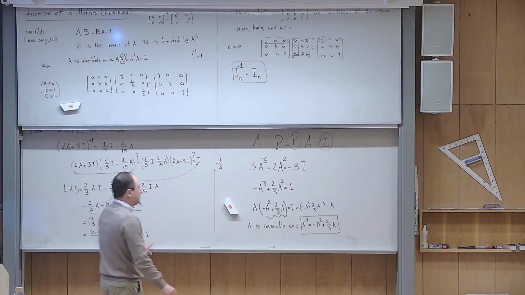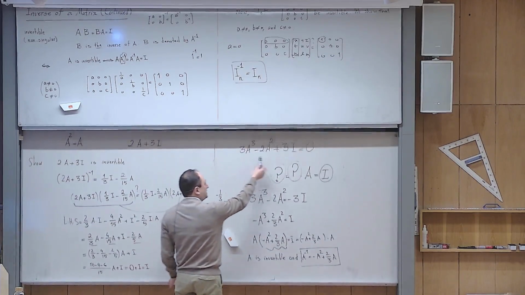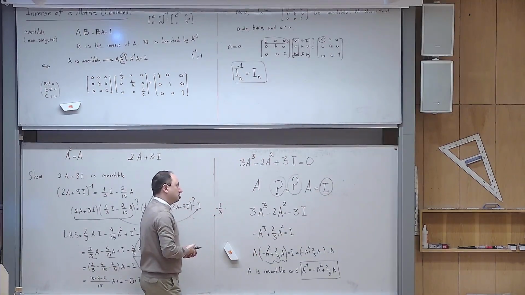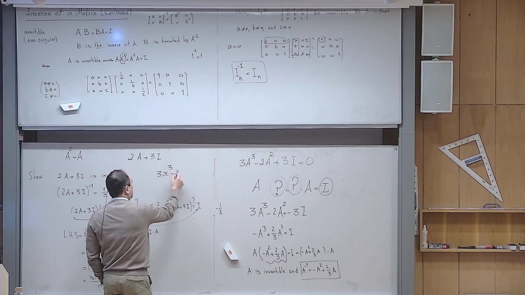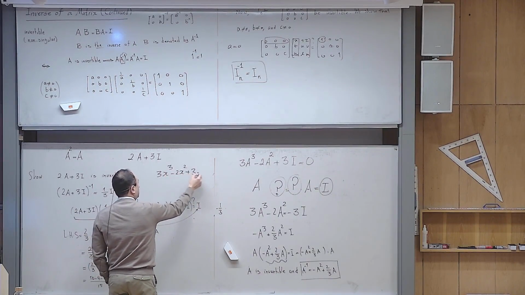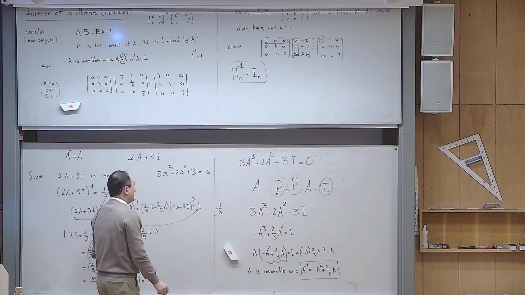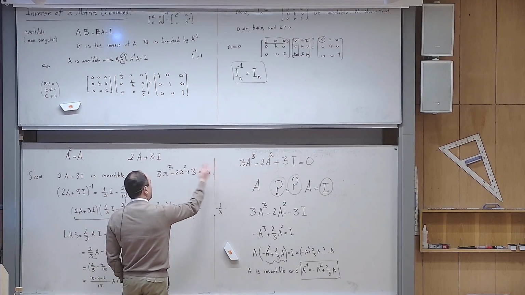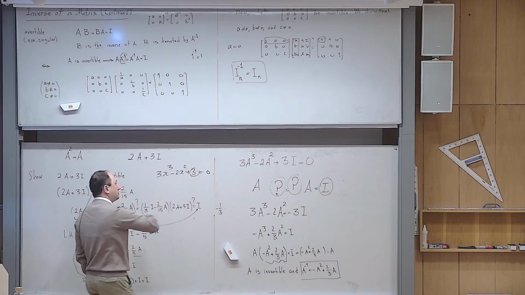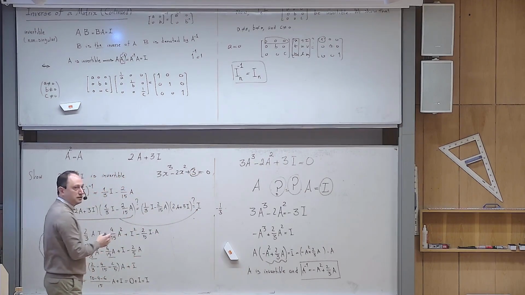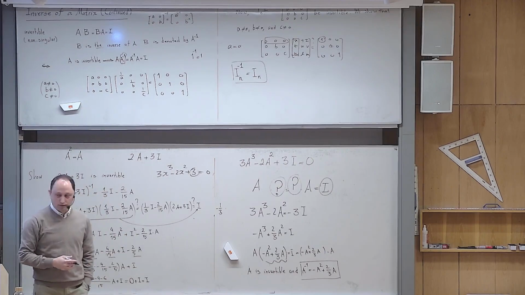Whenever you have a matrix which satisfies a polynomial, which you can consider in your head as written here, and of course this 3 will be changed to 3I, then it is definitely invertible. So that's a very good idea to have. Okay, good.